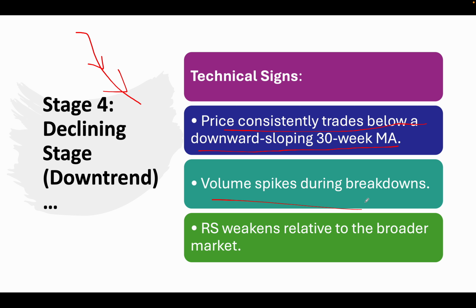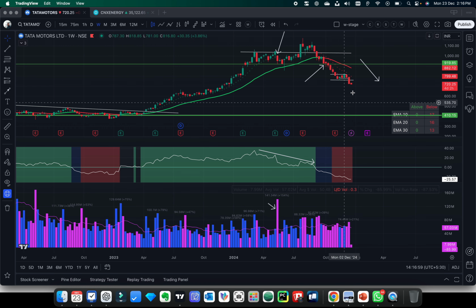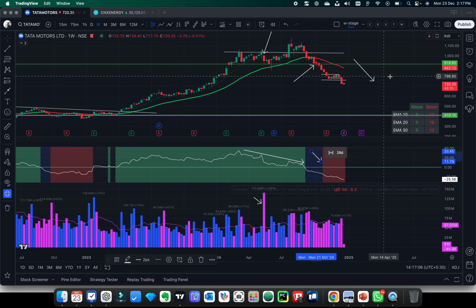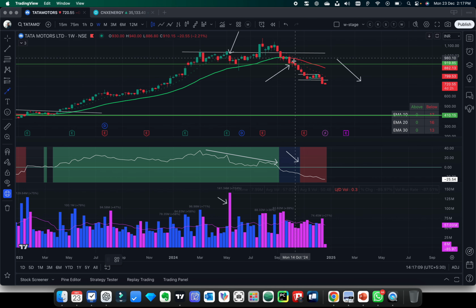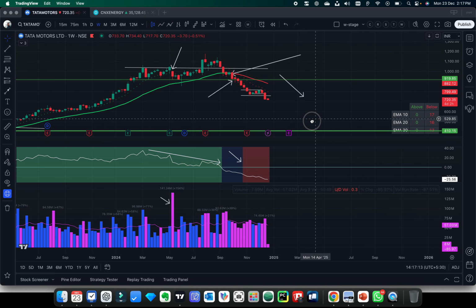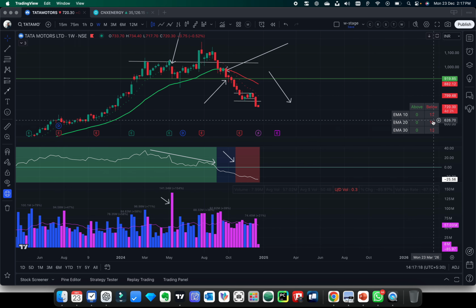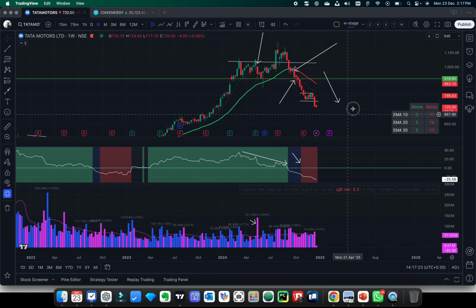Okay, and volume is spiking during the downtrend, and RS is also weakening, so it is underperforming the overall market. So we have seen this example, it started underperforming here within this range, and the prices are trading here. Since here it is below this moving average, as you can see, Tata Motor is below the 10, 20 and 30 MA since 17, 16 and 13 days.